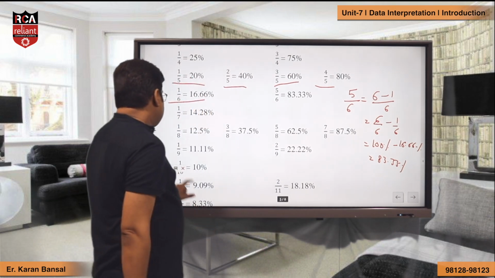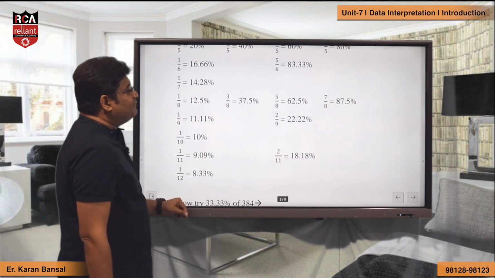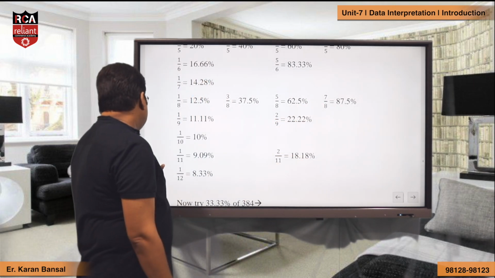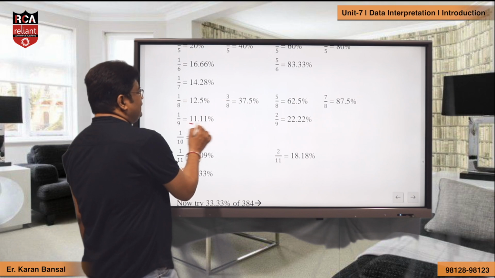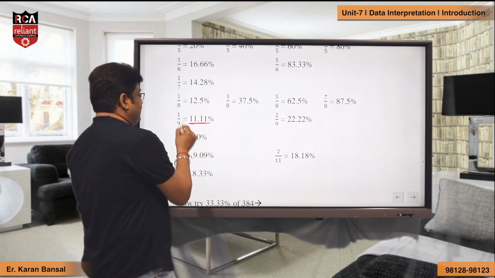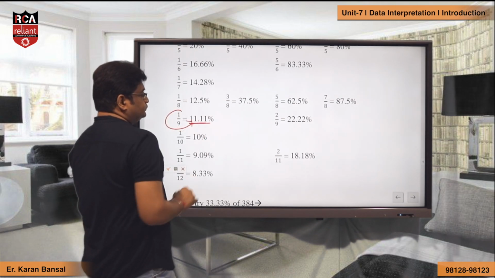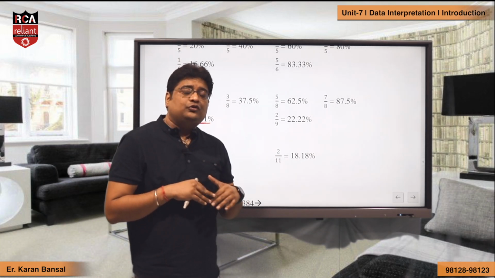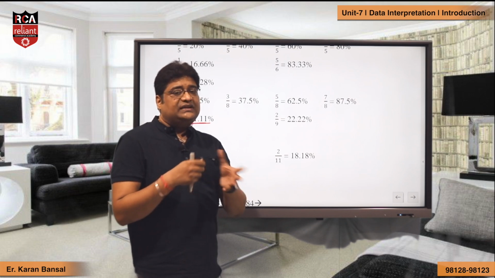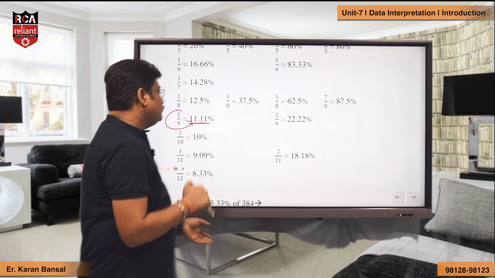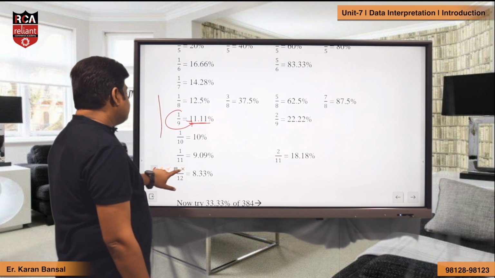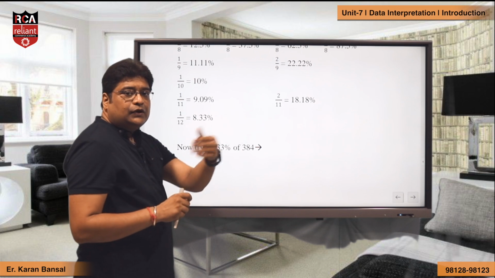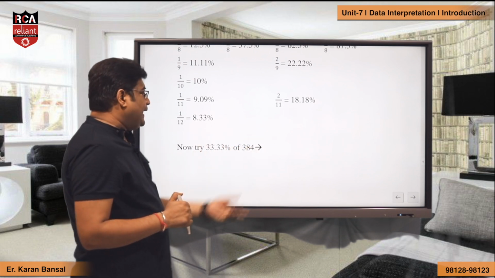All right. We have 1 by 8, I said 12.5%, 37.5, 62.5, 87.5. The table of 1 by 9 is very simple. It is actually the table of 11. So 1 by 9 is 11.11, 2 by 9 is 22.22, 3 by 9 is 33.33, 5 by 9 is 55.55, and so on. Similarly, 1 by 11 is the table of 9. So 1 by 11 is 9.09, 2 by 11 will be 18.18, and so on.